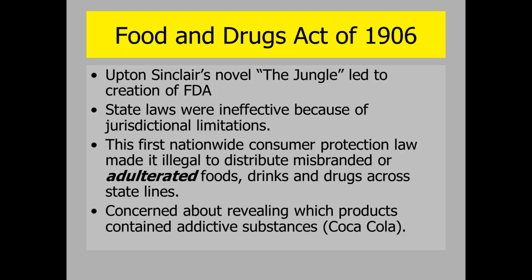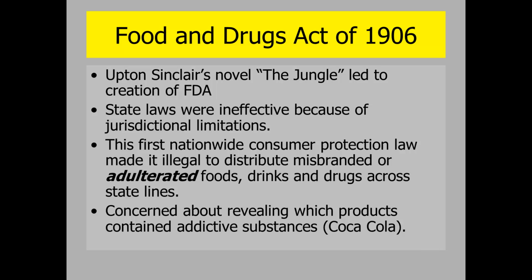So one of the first muckraker novels was a novel by Upton Sinclair called The Jungle, where he talked about slaughterhouses and how dirty they were, basically, and how adulterated the food was coming out of the slaughterhouses. So that led to concern about the safety of food.